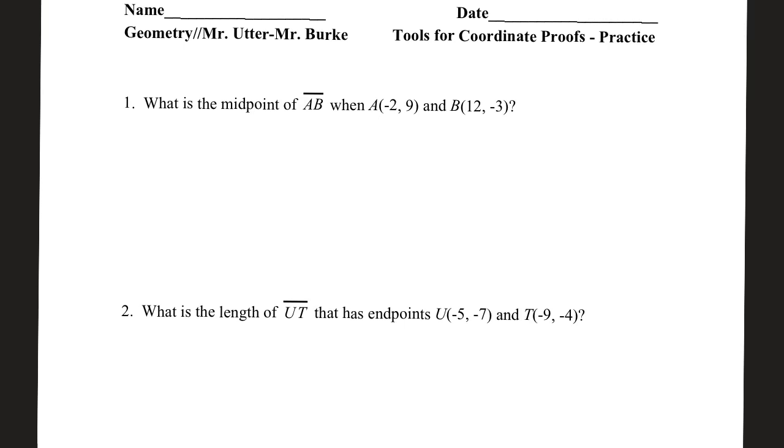Number one, the midpoint of AB, which has those coordinates. Let's remind ourselves what the midpoint formula is. Capital M with the line AB in the subscript, and then it is a point, so we put it in brackets: the average of my x's and the average of my y's. So we add them up and divide by 2.